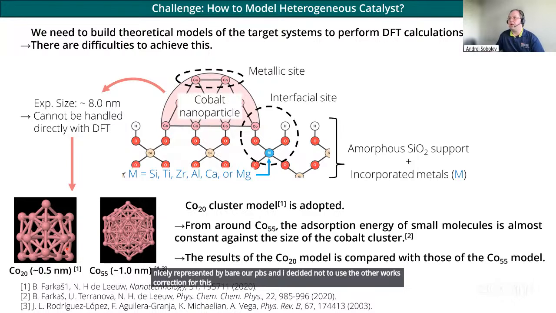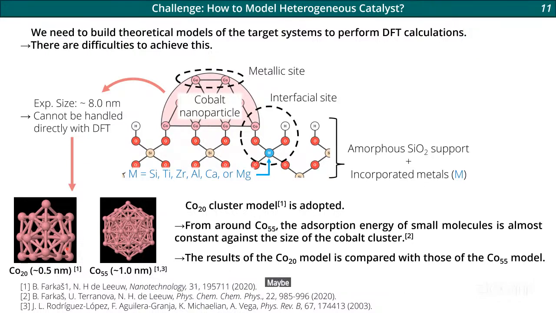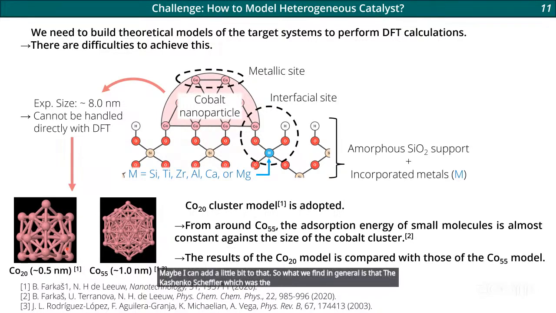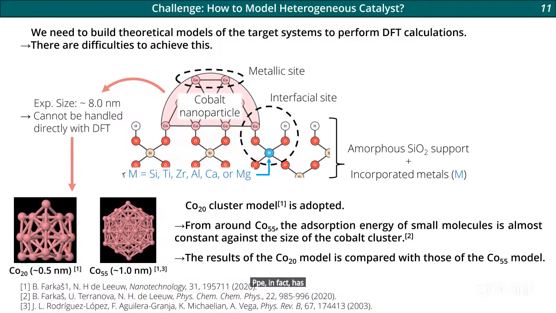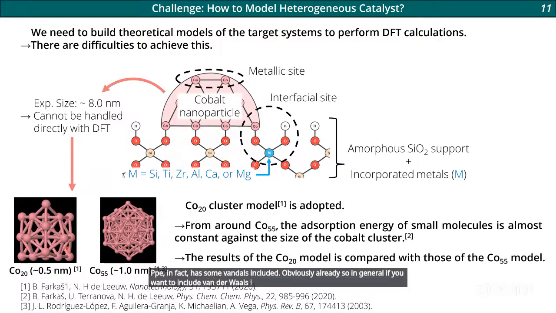Okay. Maybe I can add a little bit to that. What we find in general is that the Tkachenko-Scheffler, which was the very first development, is somewhat overestimating van der Waals corrections. And if you come to short distances, PBE, in fact, has some van der Waals included already. So if you want to include van der Waals, I think one should go beyond Tkachenko-Scheffler, and really go to the many-body dispersion to have a more realistic treatment.